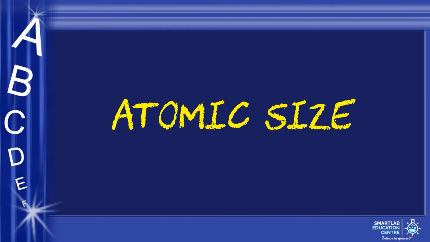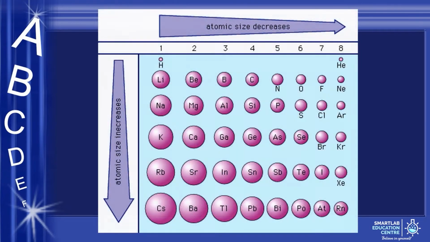Atomic size. As seen in this diagram, across the rows, atomic size decreases, while down the columns, the atomic size increases.